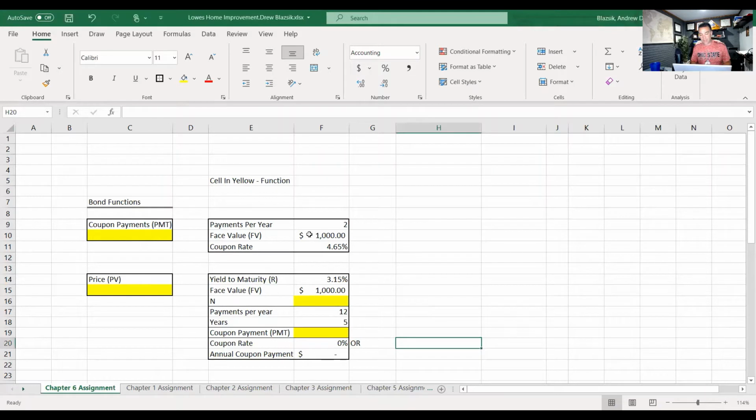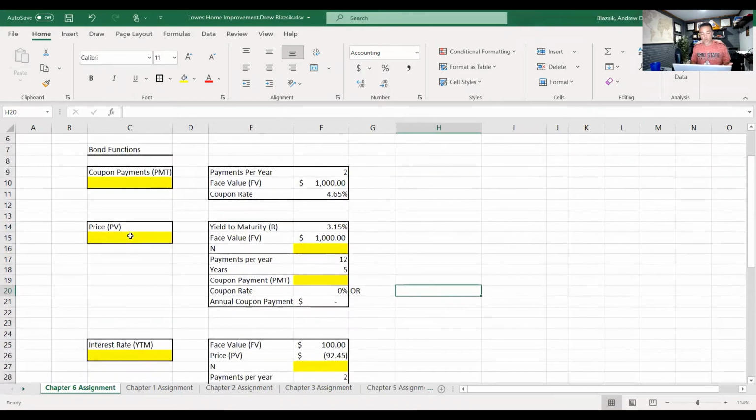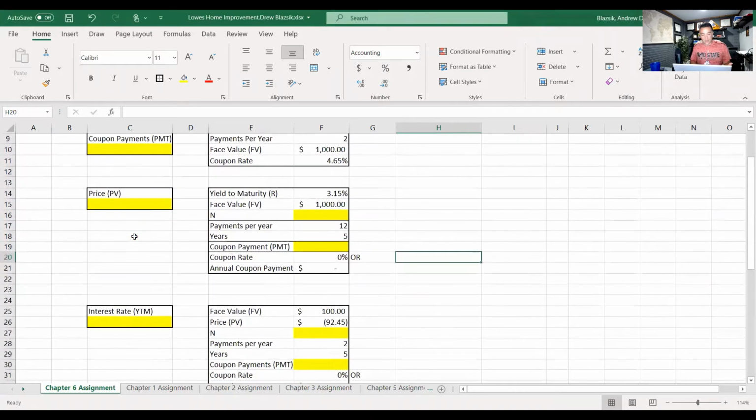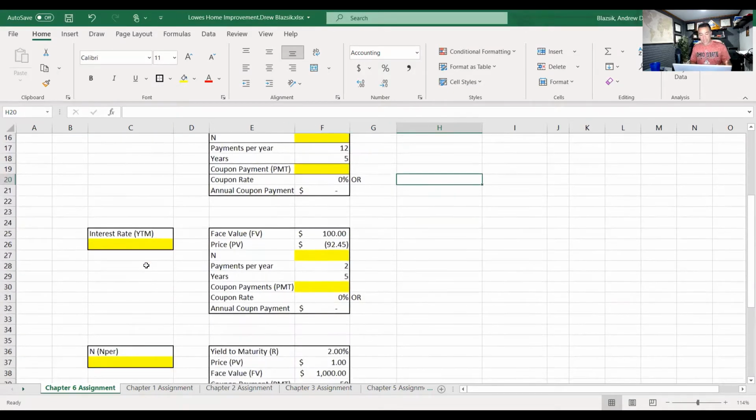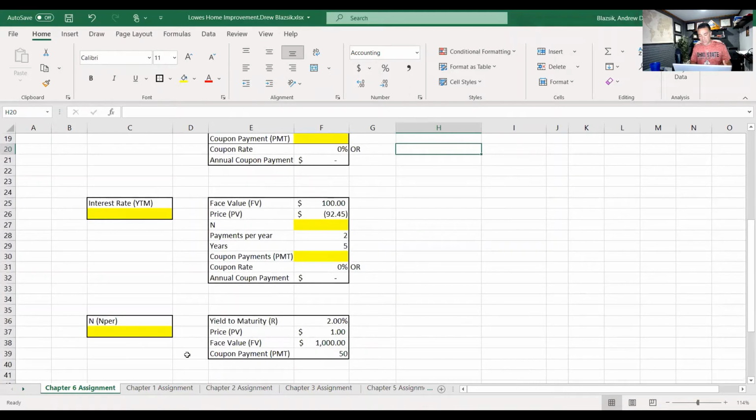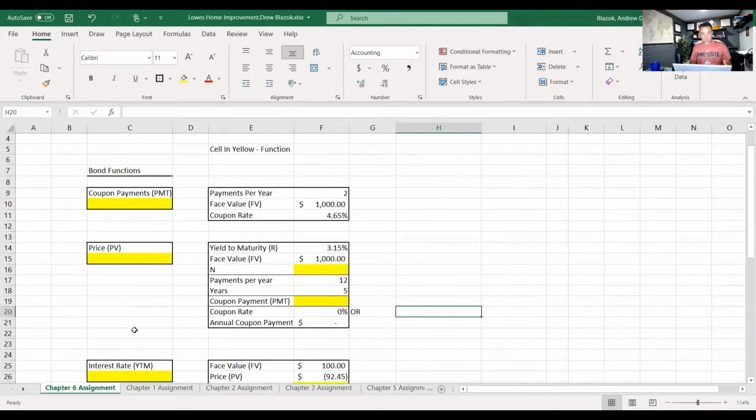So we have coupon payments. These are the variables that we need for the coupon payment. And then I'm going to put an equation in there to solve it. So we're going to do coupon payments. We're going to do price, which is the present value. Those who are familiar with corporate finance, the price is the present value, which is the value today, what the bond is worth. Interest rate or yield to maturity, that's the overall gain you're gaining from the bond. And then I did this one down here, which does give out weird numbers, which is number of payments. So let's start out with coupon payments.